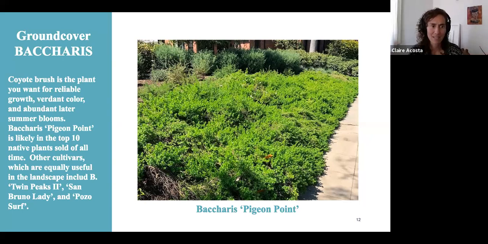And yeah, it says other cultivars are equally, yes, Twin Peaks, there's San Bruno Lady and Pozo Surf. This is also really great for wildlife and pollinators and whatnot. It usually spreads wider than it goes upright. And it's also good for fire-prone areas, especially if you like kind of cut it back. You can coppice it and cut it back pretty regularly. I mean, maybe I shouldn't say regularly, but you can coppice it. And it can take a pruning. And as long as it's not very thatchy underneath, it is good for fire-prone areas.